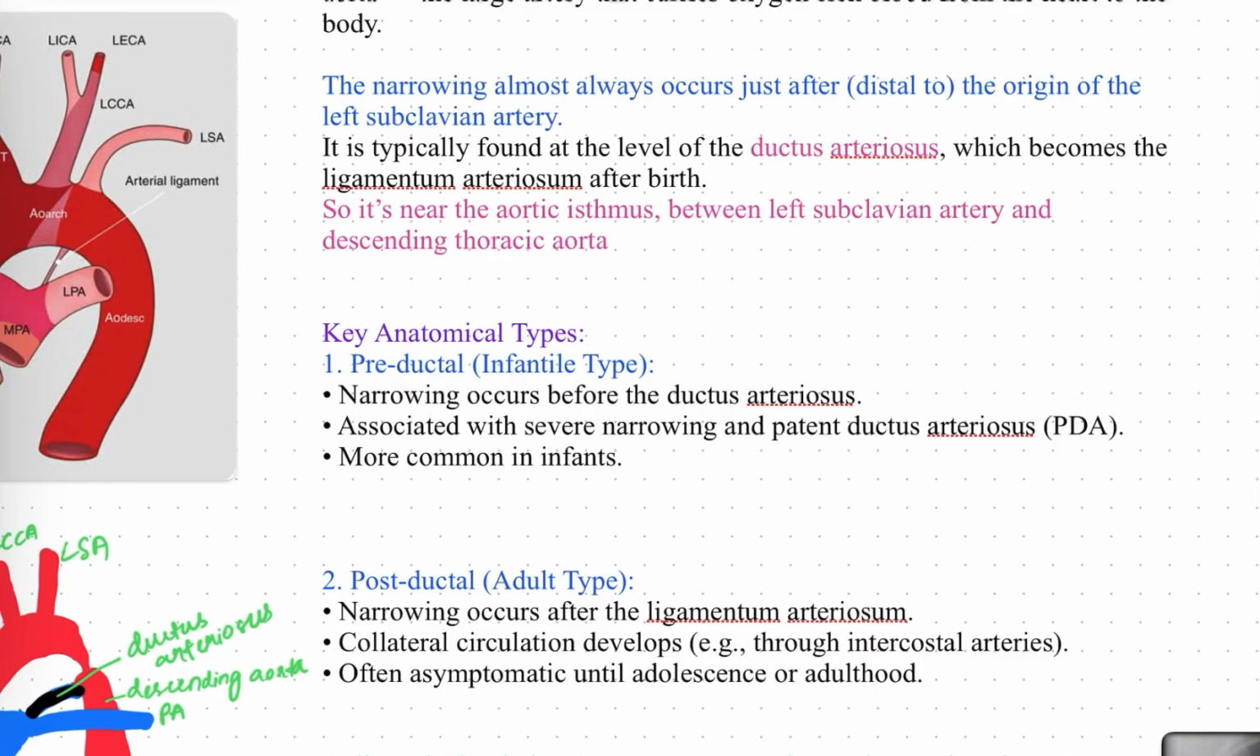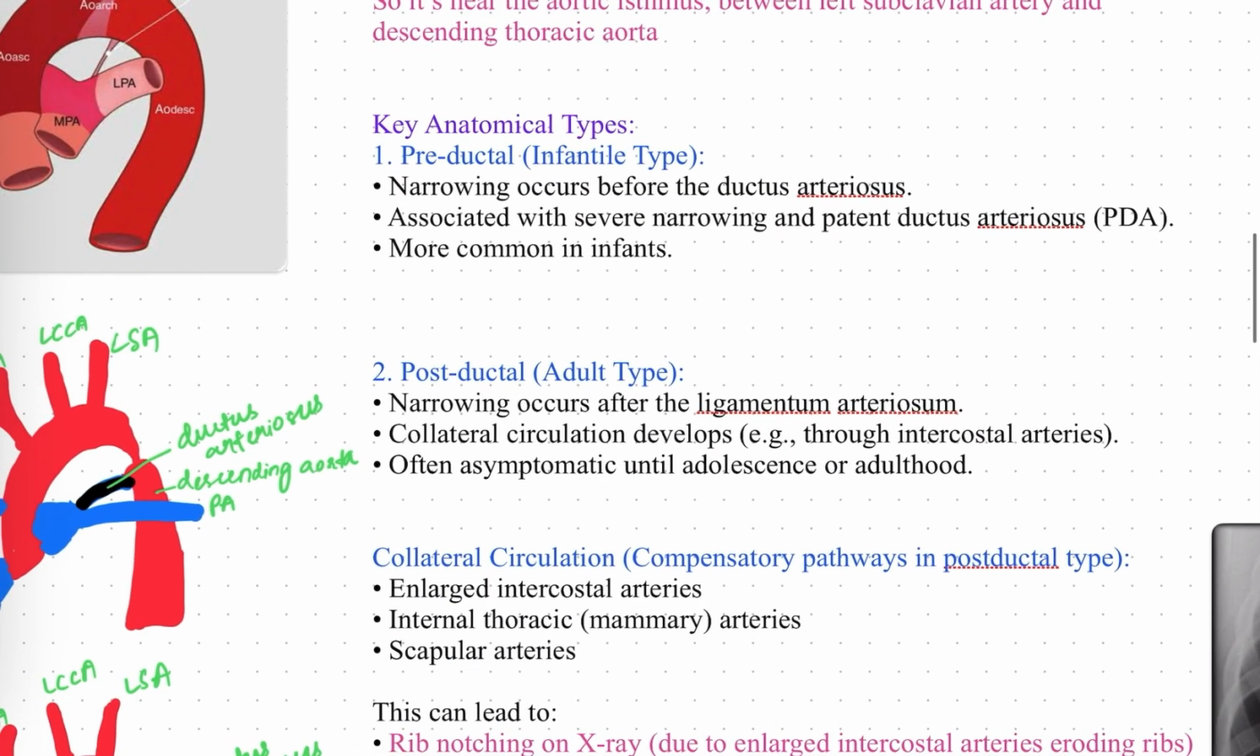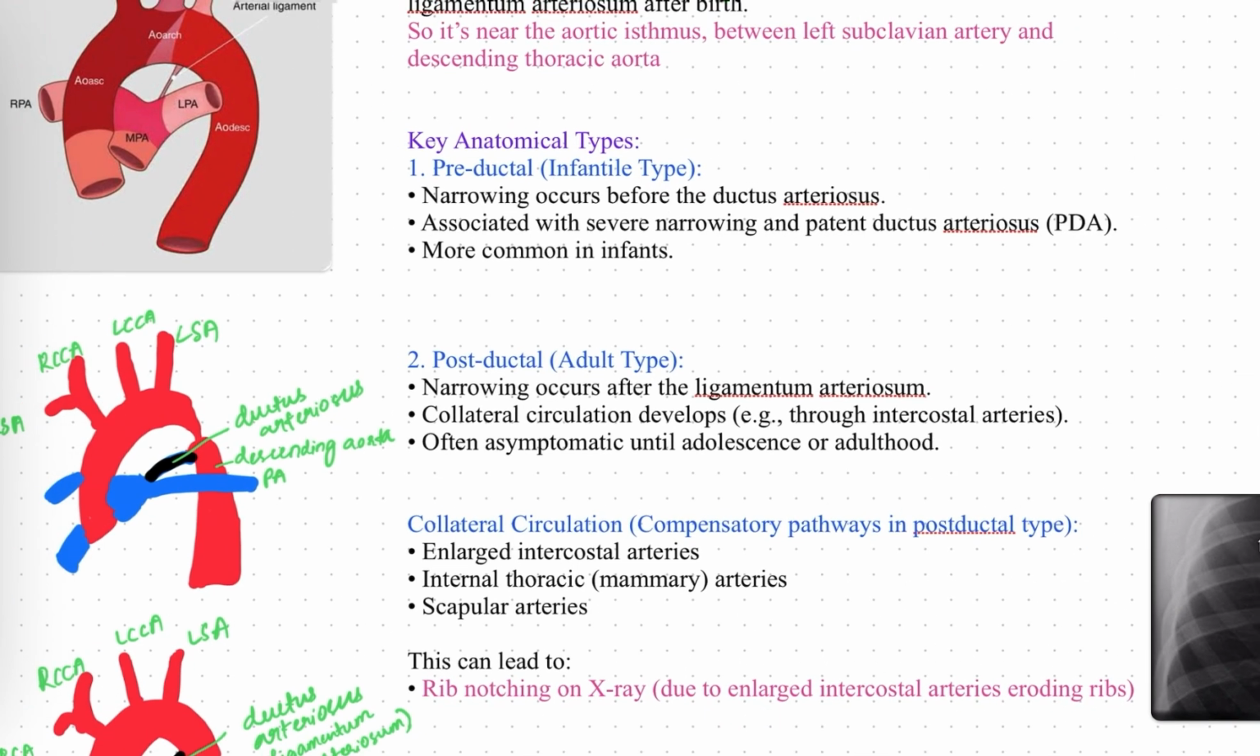So there is the aortic isthmus, as I already told, between the left subclavian and the descending thoracic aorta, where the narrowing will generally occur. There are two types of coarctation of aorta, that is preductal and postductal. Preductal means the narrowing occurs before the ductus arteriosus. Postductal means after the ligamentum arteriosum, that is, the ductus arteriosus that has become the ligamentum arteriosum. Preductal narrowing occurs before the ductus arteriosus, is associated with severe narrowing and patent ductus arteriosus, and is more common in infants.